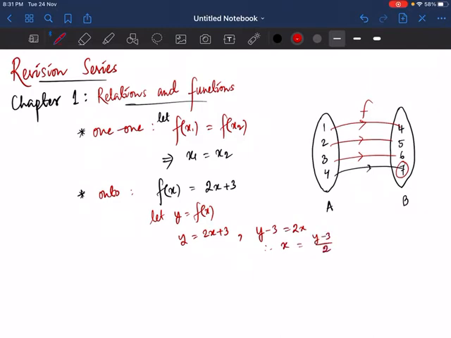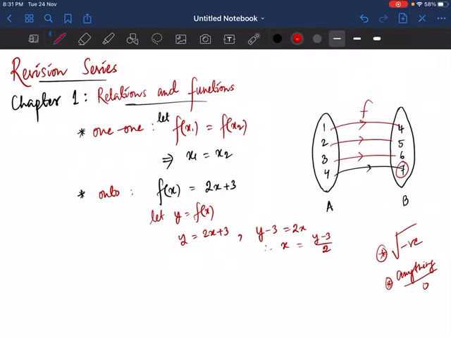So now if you look at (y minus 3) by 2, it will never be undefined. Why will it never be undefined? Because we know in class 11, while finding domain and range, we used to see that the square root of a negative number becomes undefined, or anything divided by 0 becomes undefined. So these are the two conditions where the function becomes undefined. I don't see (y minus 3) by 2 ever being undefined because there is no square root, and the denominator will never be 0 because it's 2.